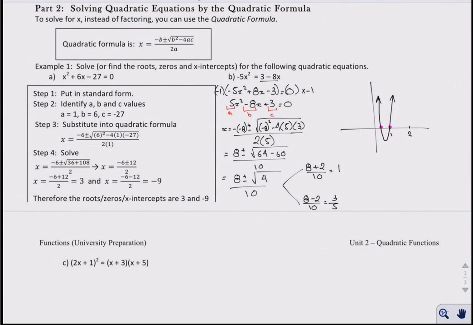Next, we'll do example 1C, which is similar to this, just a little bit more preliminary work.